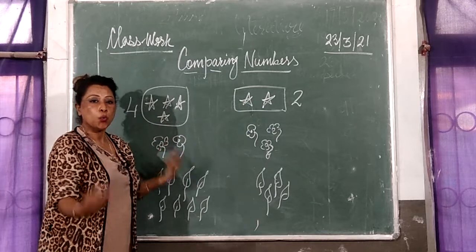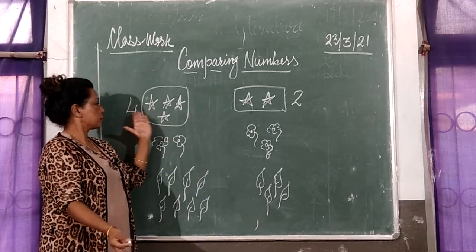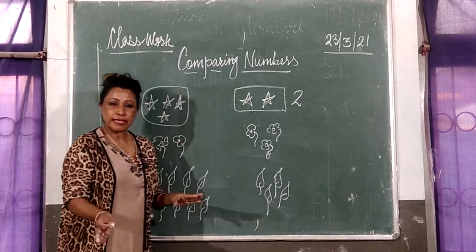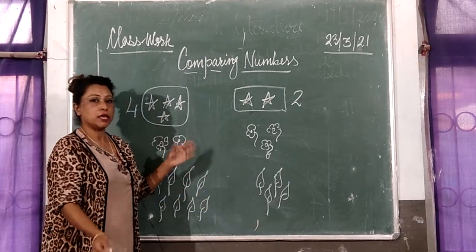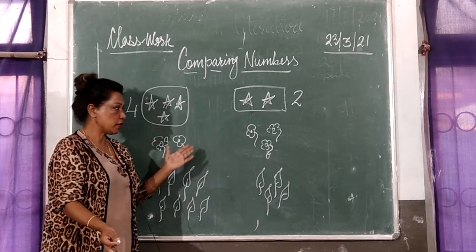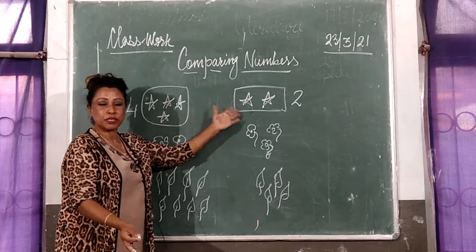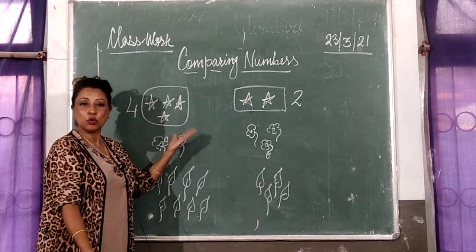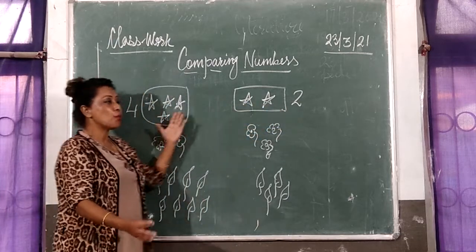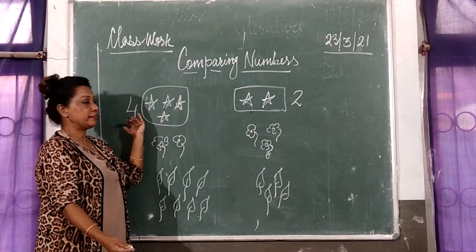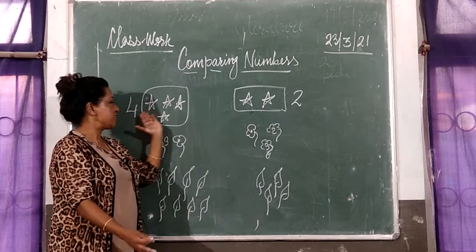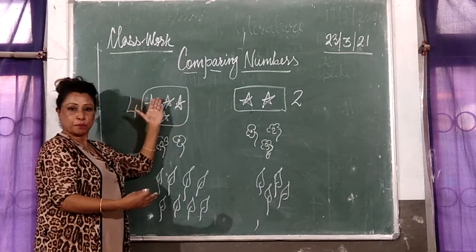Now let's see which group has more stars. I usually tell you to concentrate only on the group or the number which is big. So here in these 2 groups, which group has more stars? Here you have 4 or you have 2. Which number is bigger than the other one? Where 4 is bigger or 2 is bigger? So obviously 4 is bigger. That means this group is bigger.